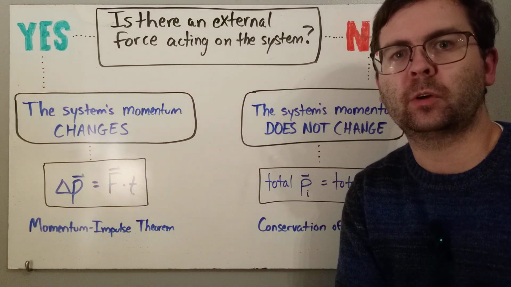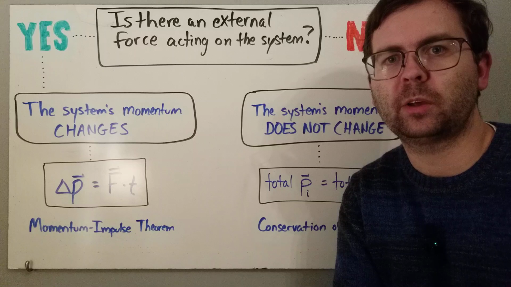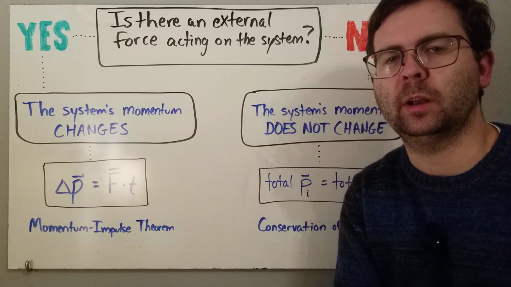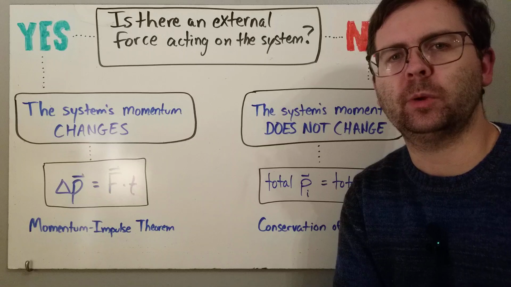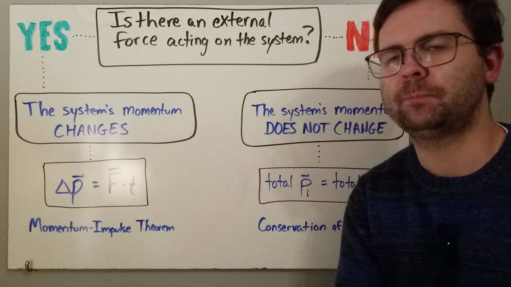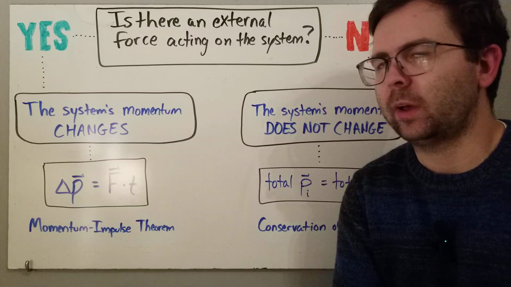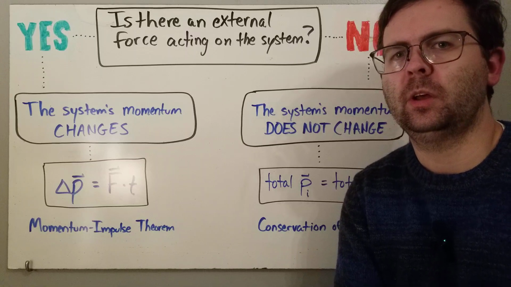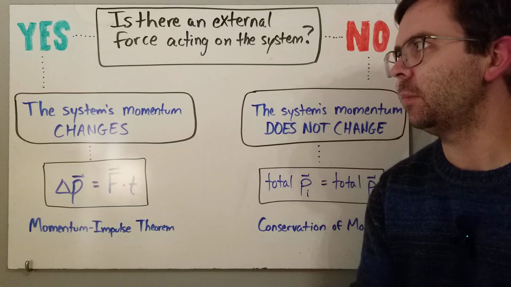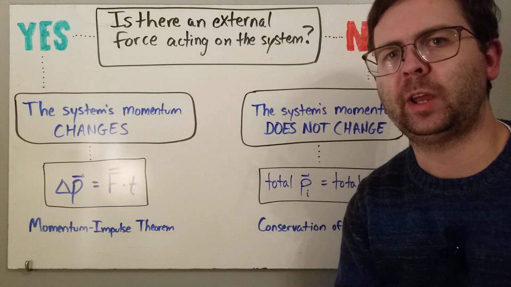A system is a collection of two or more objects. In physics, it can even be just one object that you're focusing in on. But when it comes to momentum, we typically have two or more objects that are colliding or interacting in some way. Now, if you are analyzing the objects and you see that there's an external force acting on the system, then that means that the system's momentum will change.